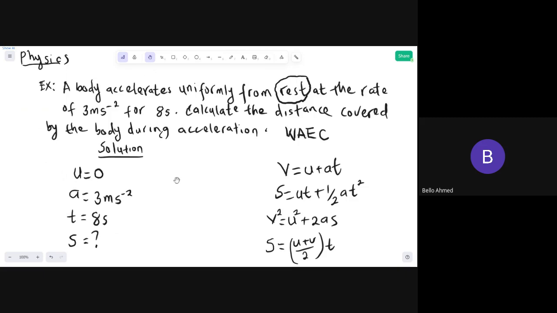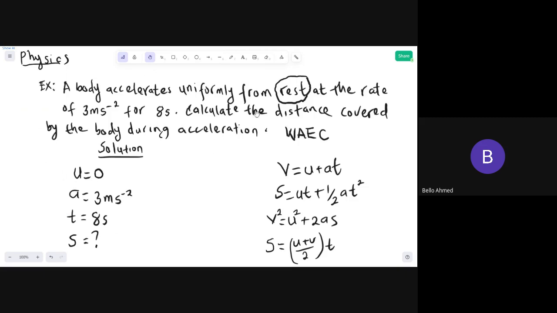Now, there are other things, like when a body is coming to rest. When a body comes to rest, that means the body stops, then the final velocity will be 0. Or when they say a body is moving with constant velocity, they say the velocity of the body is constant, that means the body is not going to have acceleration. Acceleration is going to be 0. Now, we are going to see how these things are applied.